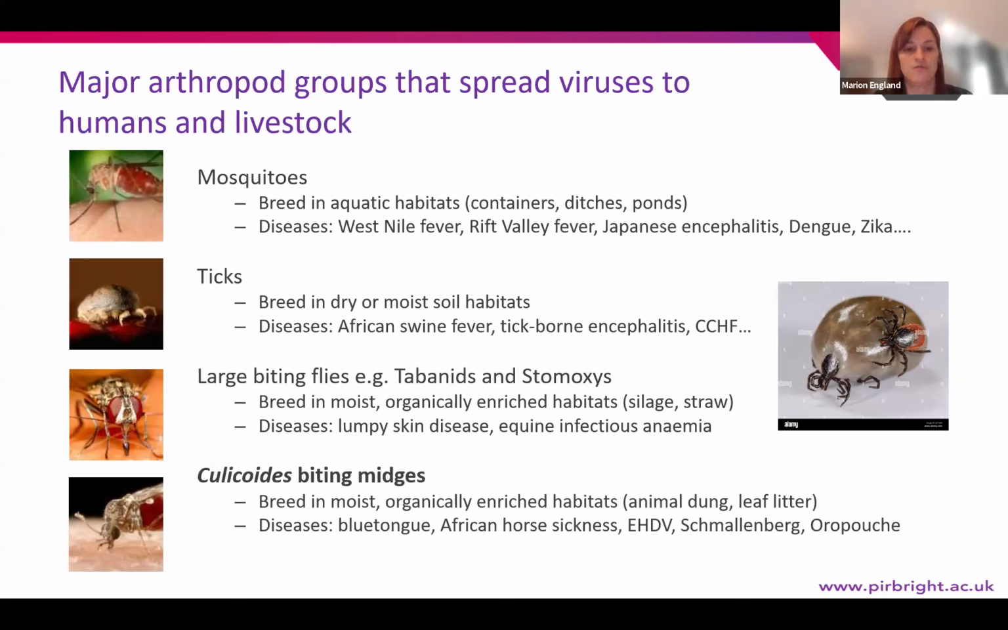This is a genus of biting midge. They are not aquatic in the same way that mosquitoes are. Their larvae live in organically enriched habitats. It needs to be damp, but they can live in mud, compost heaps, animal dung, but not actually in water as such. And they spread a range of diseases, some of which hopefully we'll have time to talk about today.